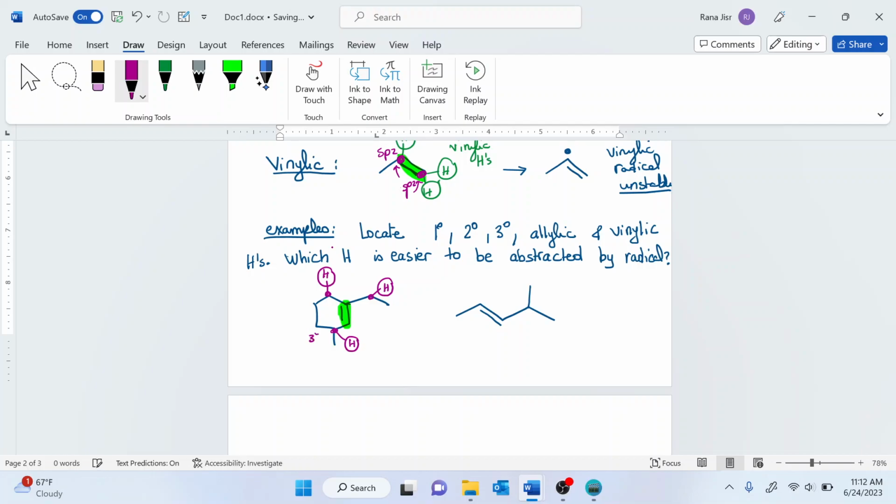This is going to be a tertiary allylic. This is going to be a secondary allylic. And that is going to be a secondary allylic as well.